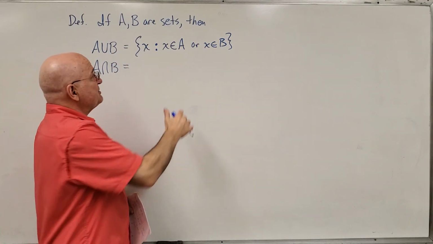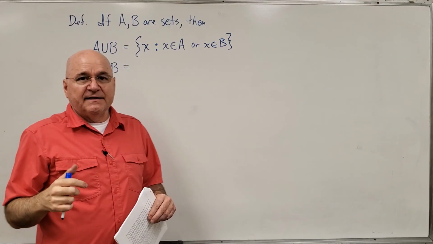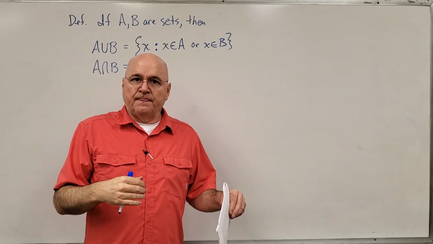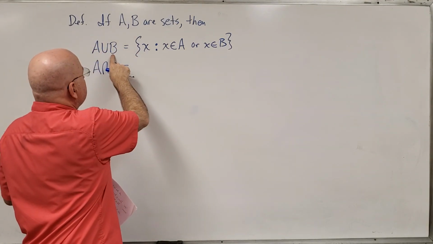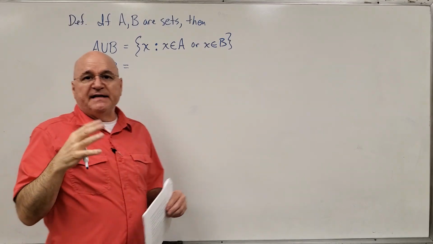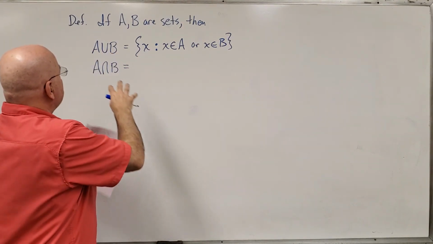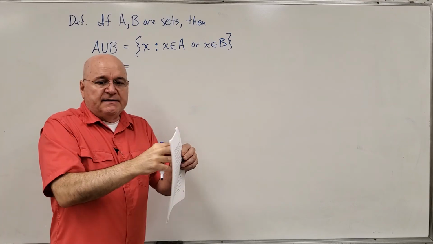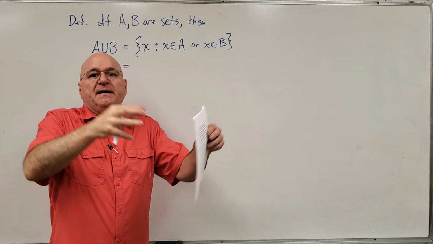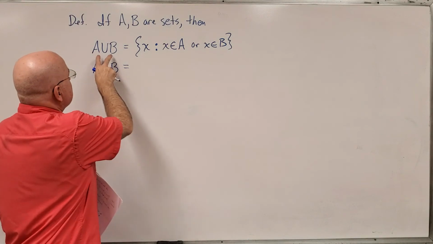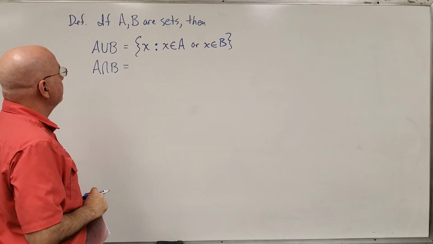And in English, what this "or" really means is either one or both. So A union B is a set of all the elements that are in either one of them or in both of them. So the union of two sets tends to be a bigger set than either of the two original sets in most cases.